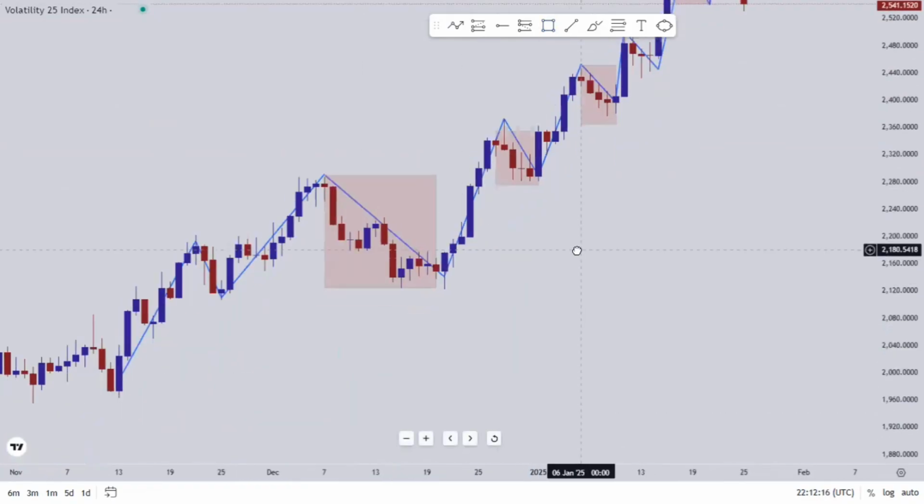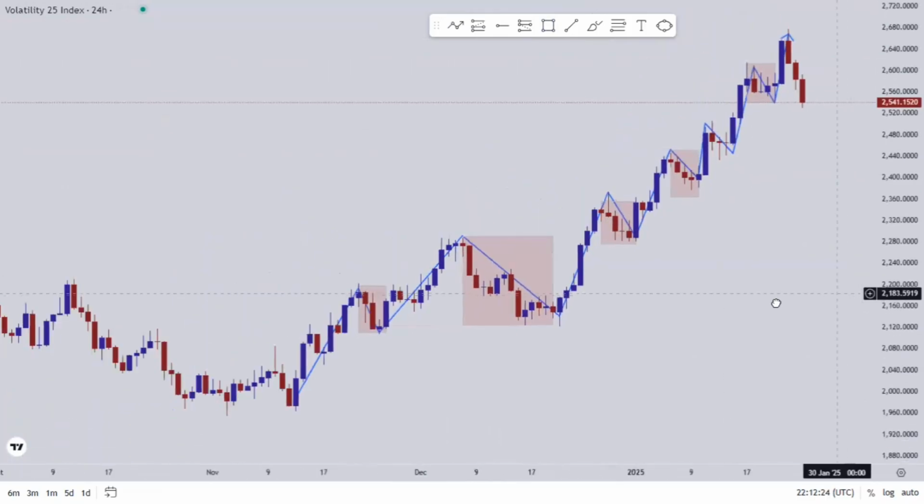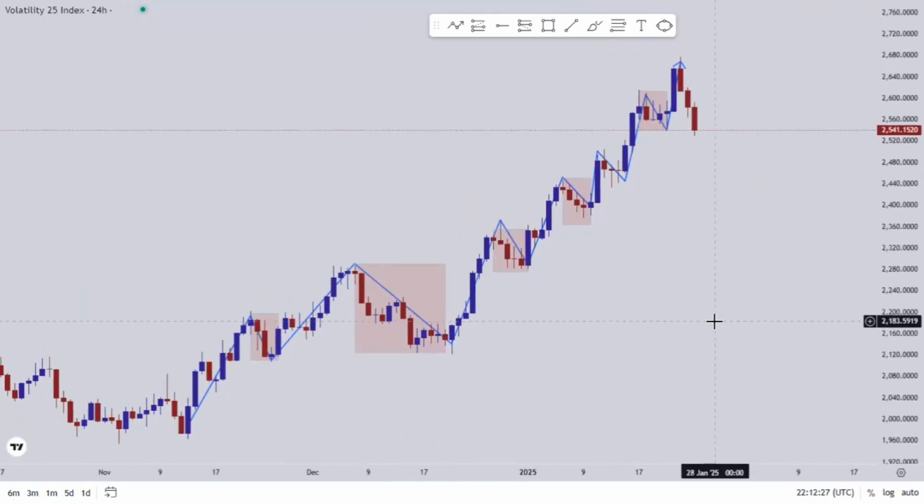This corrective leg on the lower time frame. If you zoom in to the lower time frame, take for example the 1 hourly or the 15-minute time frame, you will realize that within this impulsive leg is a trend, and within this corrective leg is also a trend. Within this impulsive leg is a trend, within this corrective leg is a trend, right?